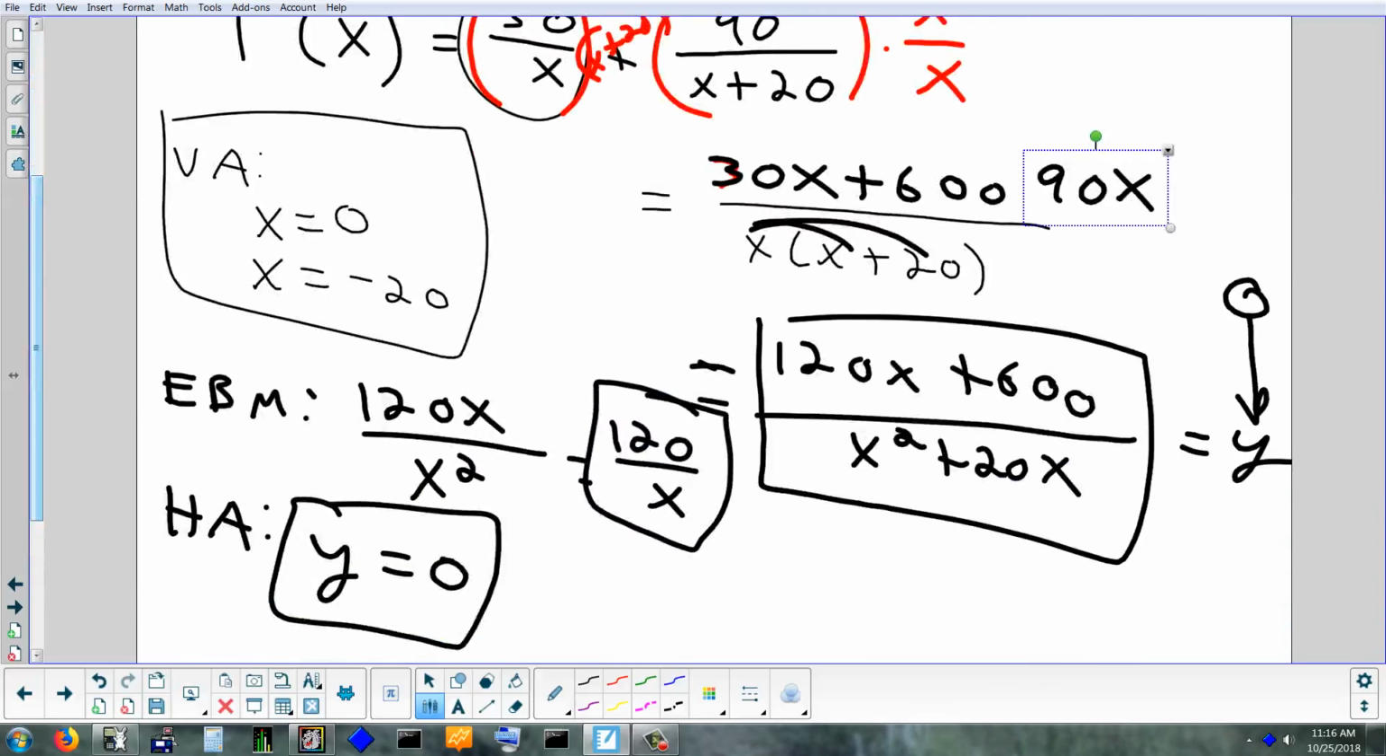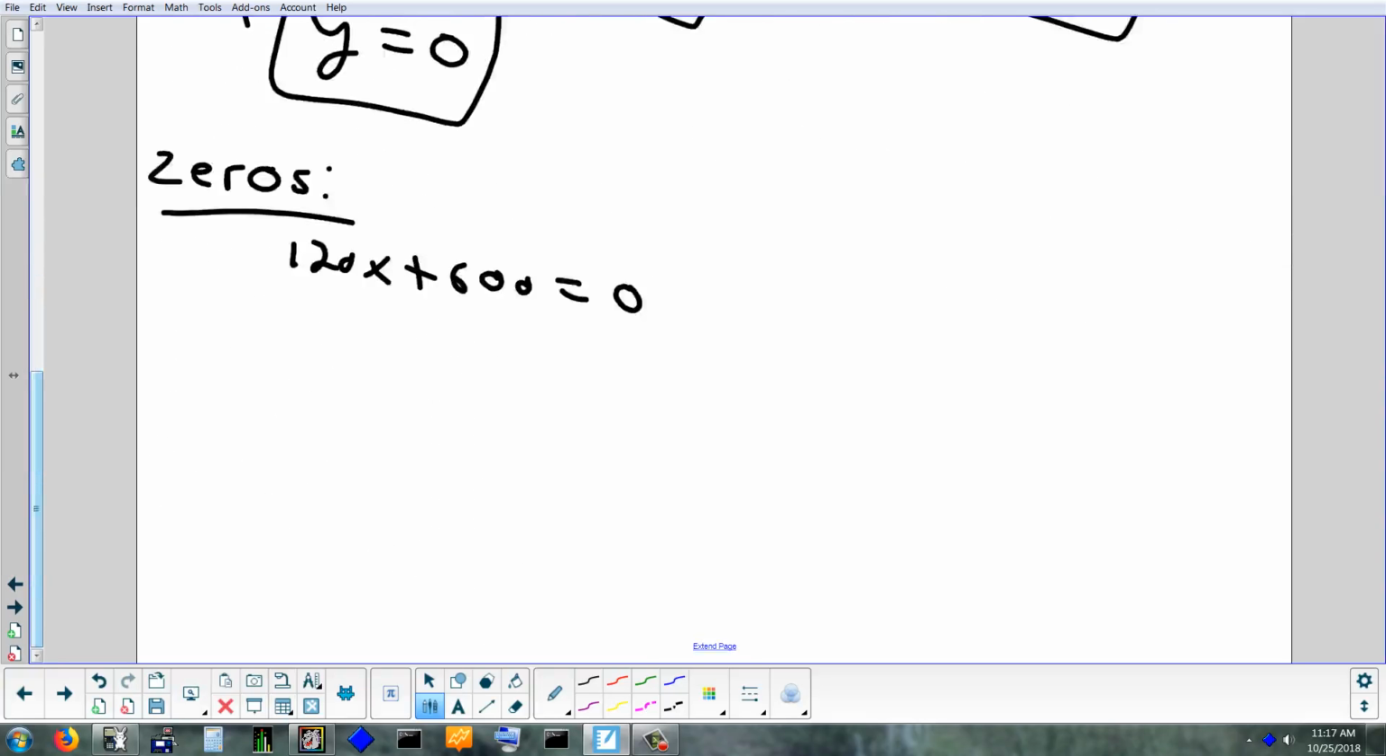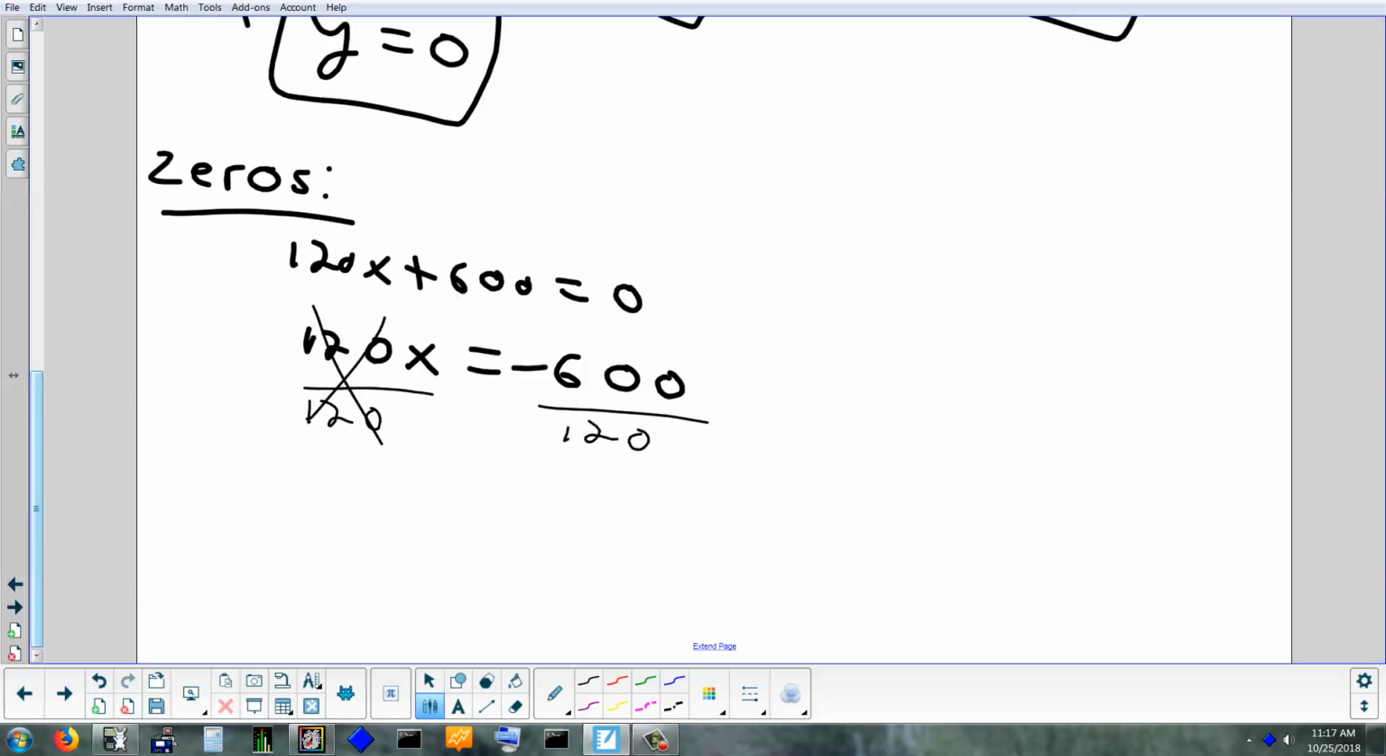So if we make that 0, you're now saying that a fraction equals 0. How can a fraction equal 0? What would have to happen? If the top equals 0. So to find my zeros, set the top equal to 0. And that'll tell you where the fraction equals 0, which tells you where you cross the x-axis. So I'm going to get 120x equals negative 600 divided by 120. And where do I cross the x-axis?